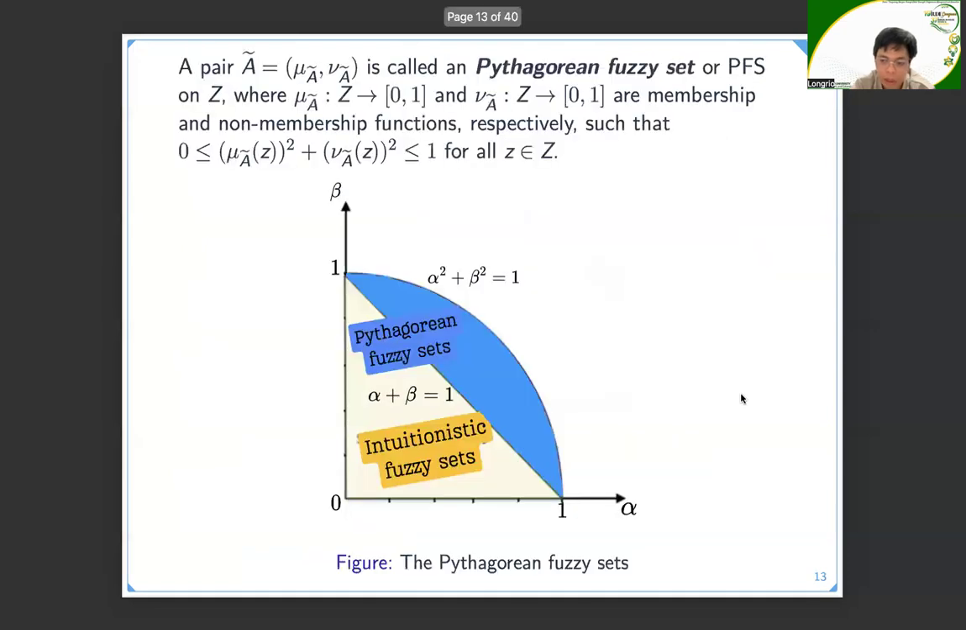Now, a more general type of fuzzy set, which is called a Pythagorean fuzzy set, is defined here. So the sum of the squares of the two membership functions is between 0 and 1. So we can see that the usual fuzzy set is just this line, while the intuitionistic fuzzy set is this area. And the Pythagorean fuzzy set gives us a bigger scope.